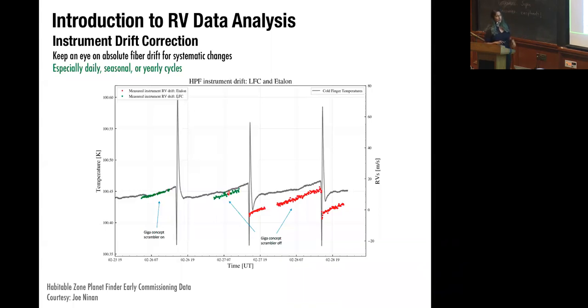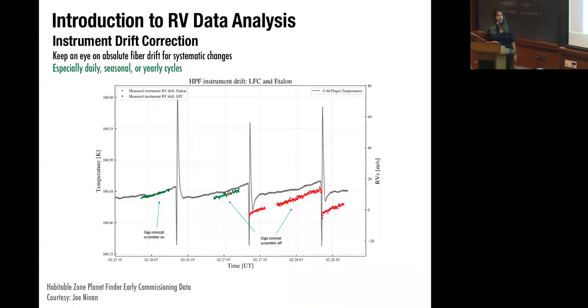So this is HPF data. And over a few days, once we turned on the laser frequency comb, you mostly don't see this stuff with the lamp. You only see it with an extremely good calibrator like the comb. We started to see these daily sort of ramps that were happening. And interestingly, they lined up with the LN2 fill cycle of the instrument.